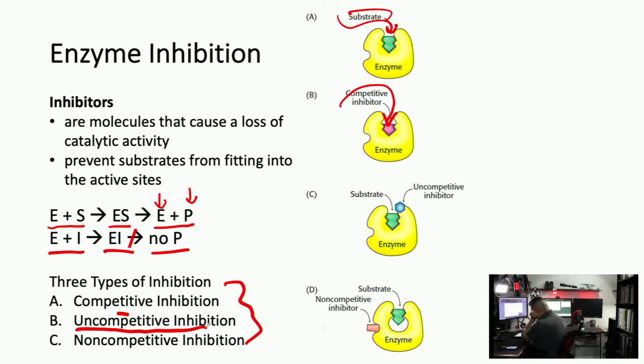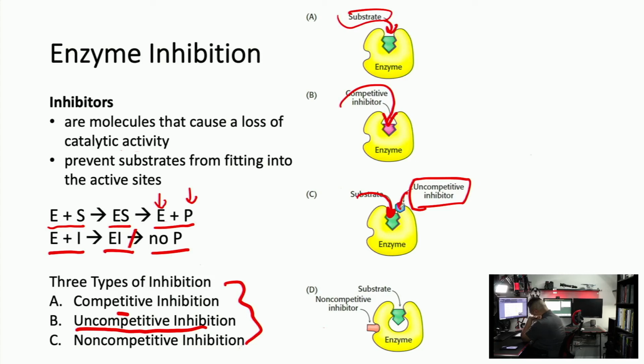Uncompetitive inhibition, right? What it does is that after a substrate has already gone into the active site and is going through the enzyme reaction catalysis process and has formed the enzyme substrate complex, an uncompetitive inhibitor will go in and bind to the entire enzyme substrate complex, rendering it useless, right? You don't get a product out of it anymore.